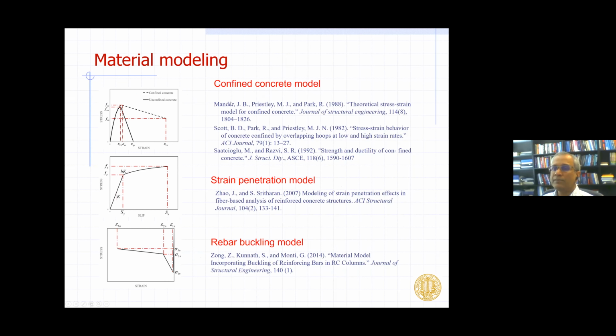And here again, very quickly, in terms of confinement effects, we looked at both circular and rectangular sections. And so we used the Mander model for the circular, and we used a different model proposed by Saatcioglu and Razvi for the rectangular sections. In terms of shear penetration, many of you may be familiar with the work of Sritharan and his group at Iowa, and so we use his model. And again, another former student of mine had done a lot of work on rebar buckling, and so we used that model to simulate bar buckling in the longitudinal steel.